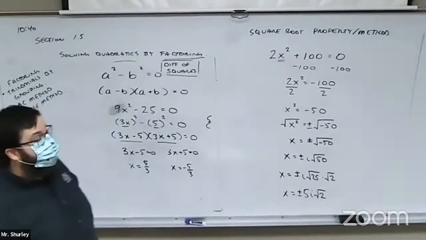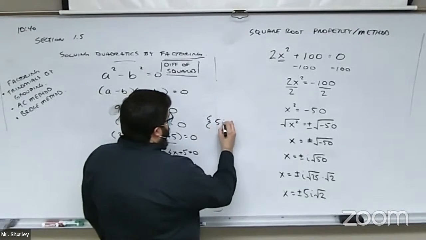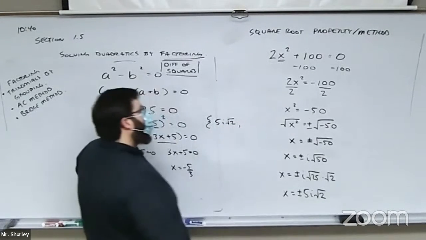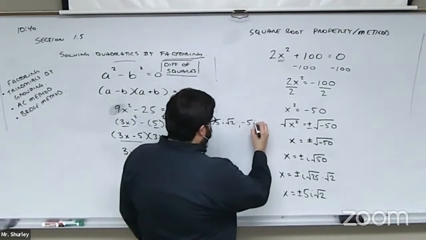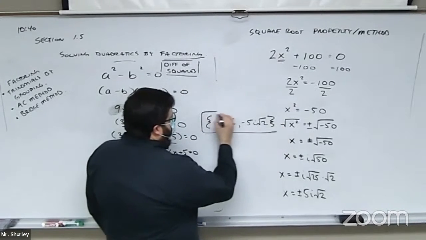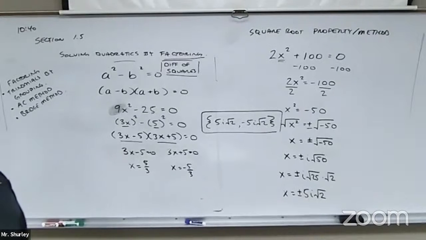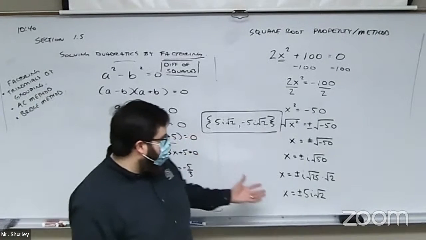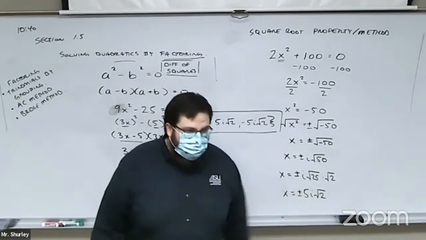Because that means it's a set. So we have a set of answers. We've got 5i square root of 2, and we have negative 5i square root of 2. So if you look at the back of the book, that's what the two answers are going to look like, okay? Now, this is the same exact thing. It's just written two different ways, okay?